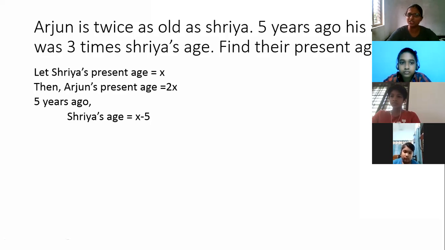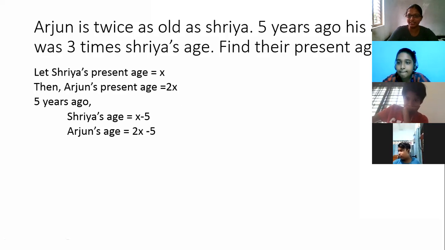Then what about Arjun's age before 5 years? His present age is 2x. And what should be his age 5 years ago? Present age minus 5. It is 2x minus 5. Okay. I think you are all familiar with those concepts we are using in age problems. You just assume your age and then compare to the problem. That should be an easy way.